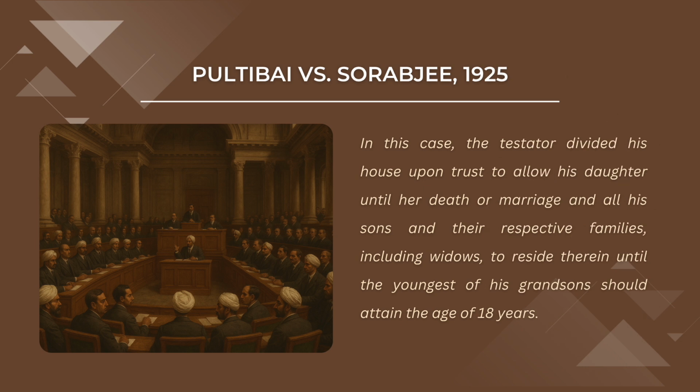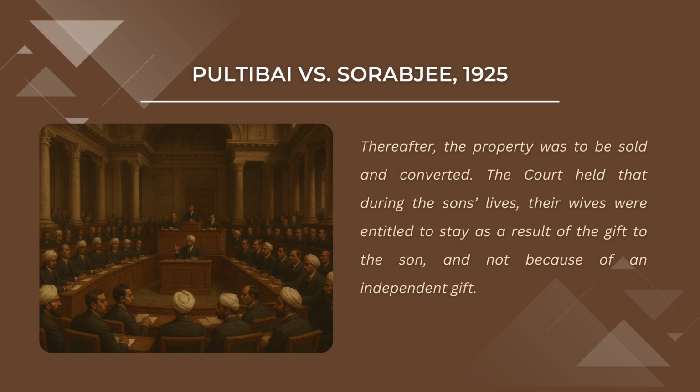In the case of Pultibai versus Sorabji of 1925, the testator devised his house upon trust to allow his daughter until her death or marriage, and all his sons and their respective families, including widows, to reside therein until the youngest of his grandsons should attain the age of 18 years. Thereafter, the property was to be sold and converted.